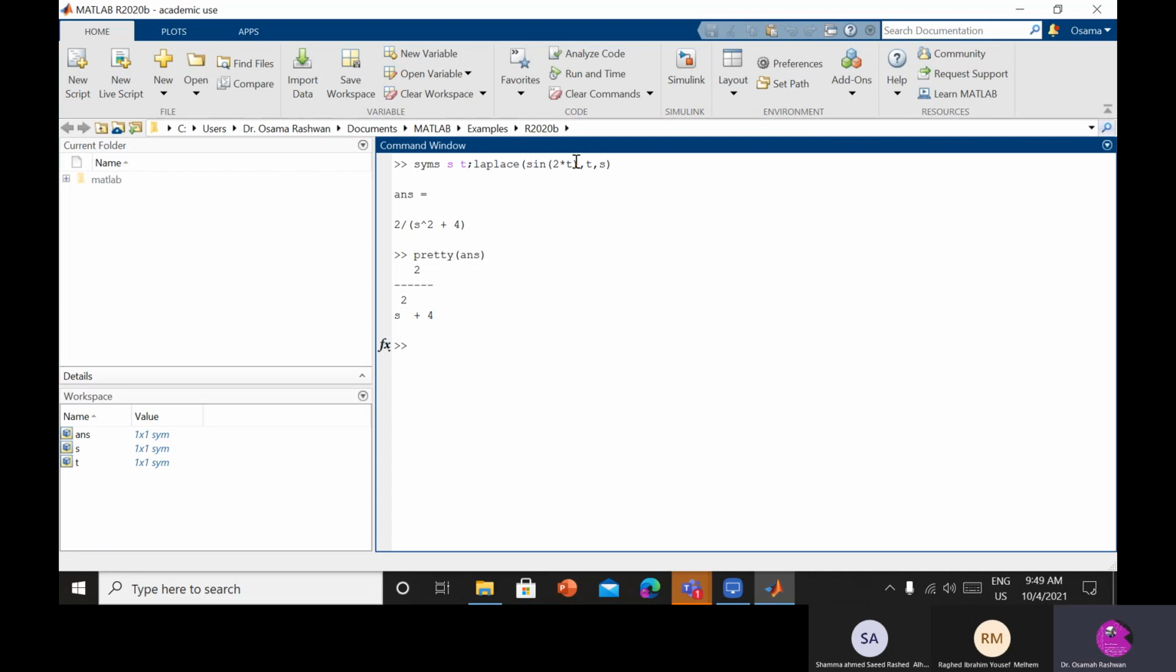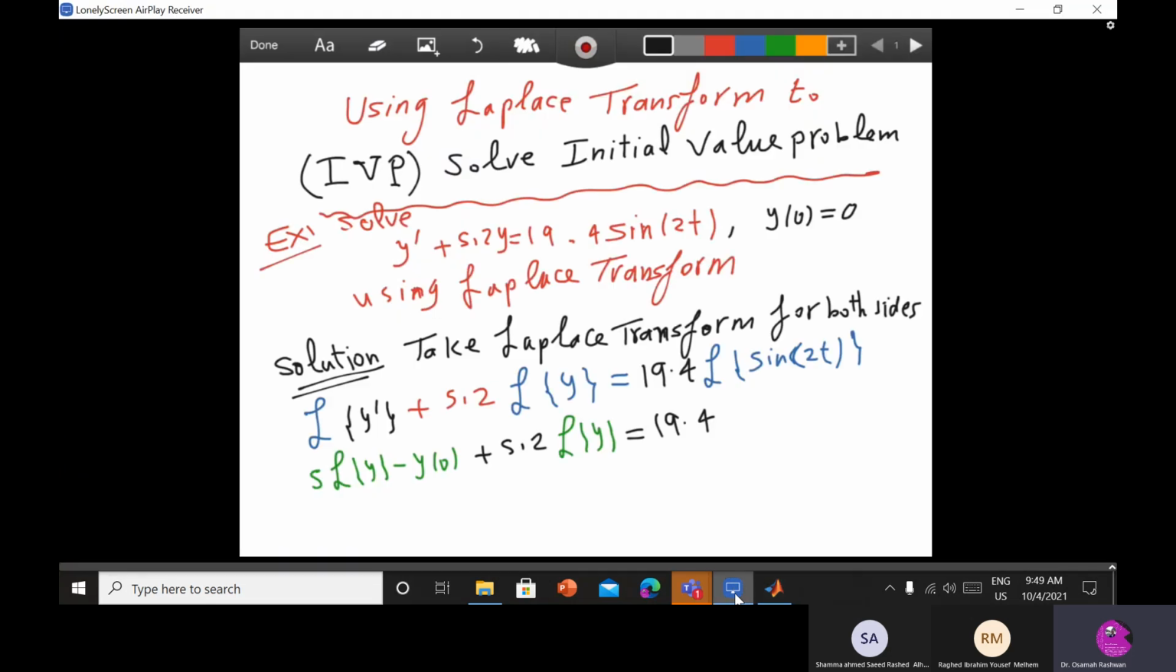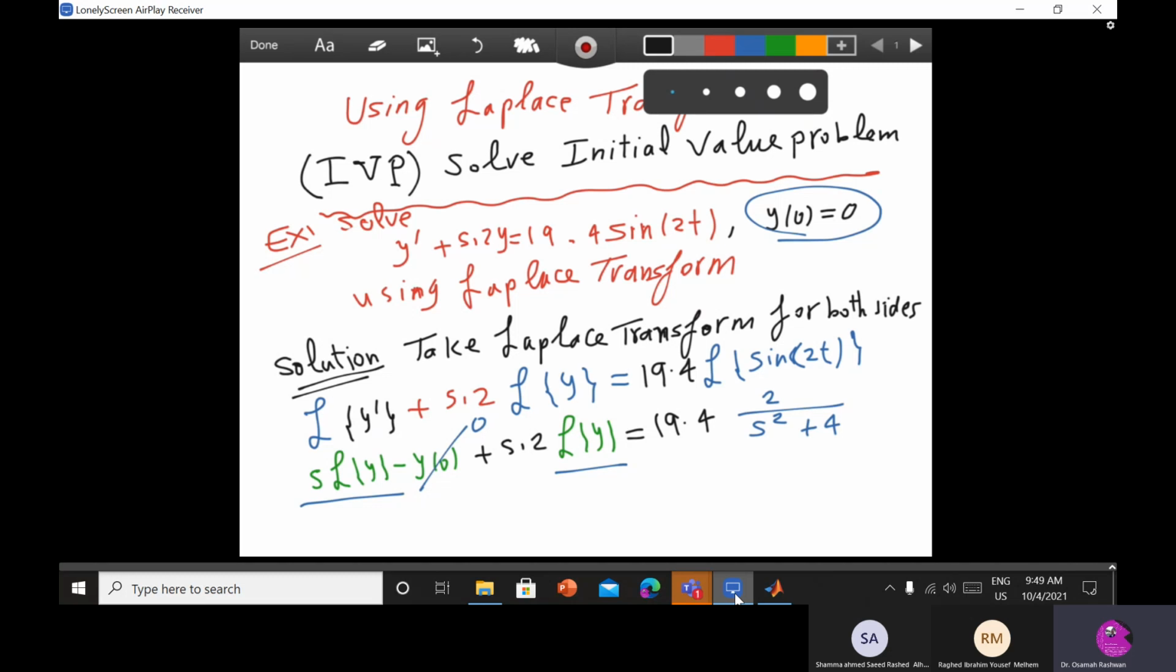So what is the Laplace transform? 2 over s squared plus 4, right? So I have 2, which is a over s squared plus a squared, which is 4, right? Now I can take Laplace transform as a common factor, right? What about y of 0? Y of 0 in your question is what? 0, right? So I can take Laplace transform as a common factor. So I have Laplace for y.